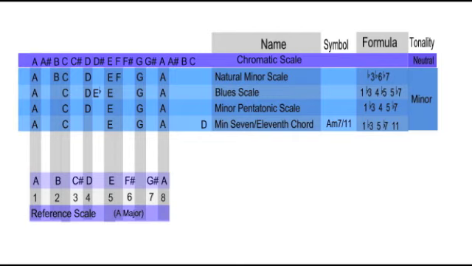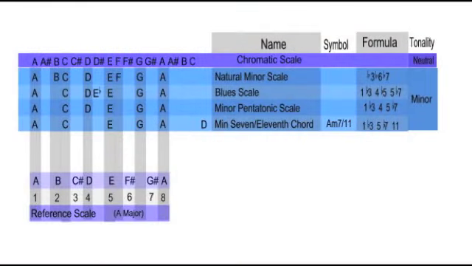The scale on the next line down is the blues scale. This contains exactly the same notes as its major counterpart, the C country scale. But of course its formula is very different. Again, referencing it to the A major scale, we have the formula 1, flat 3, 4, flat 5, 5, flat 7, which we've already explored to some extent in the lesson on pentatonic theory.